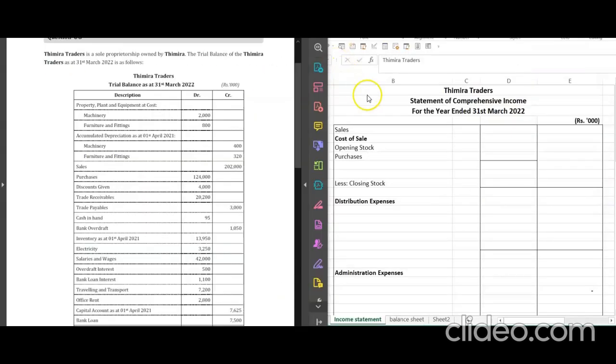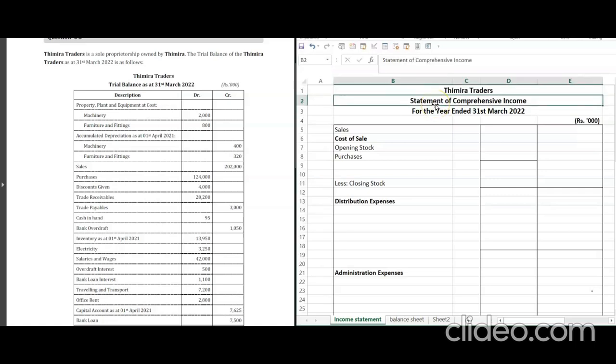Right. In this question, first of all, I have divided the screen to help you understand. So here is a trial balance for you. Here is a working for that. And first of all, before starting the question, you have to put Thimira Traders, the business name, and what kind of statement you are preparing, which is the statement of comprehensive income. That is the first question for 11 marks, and you have to state which year you are preparing this for. That is for the year ended 31st March 2022. This format I have already written, so you should be familiar with this format.